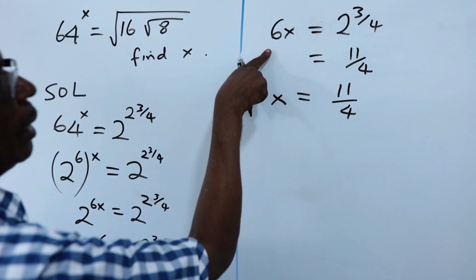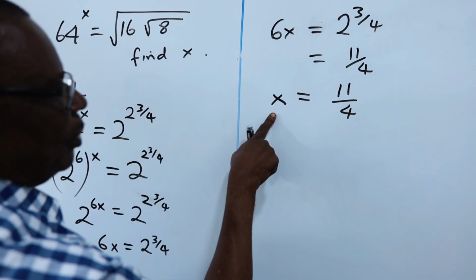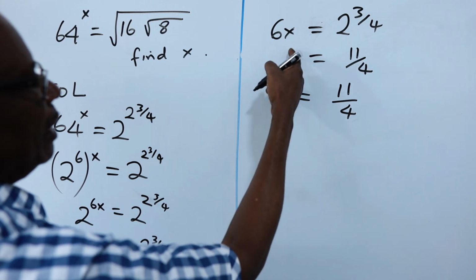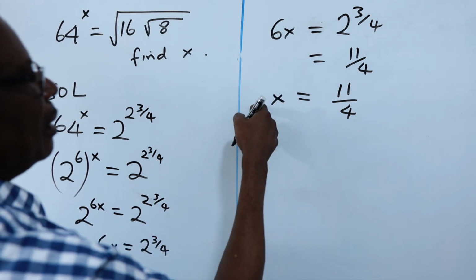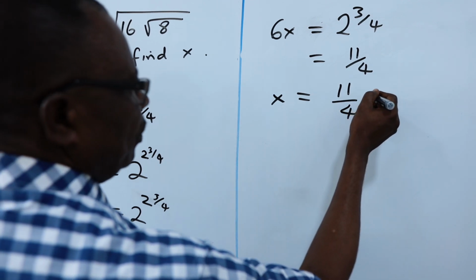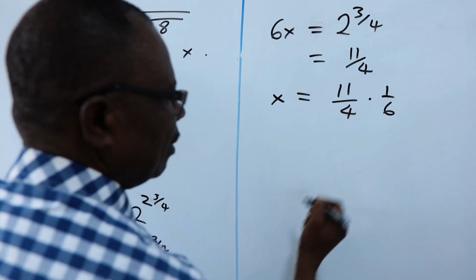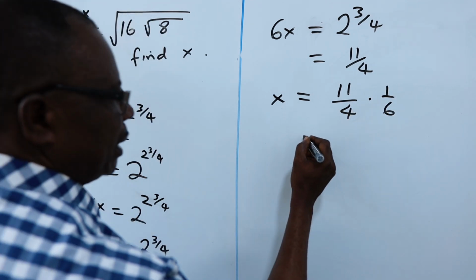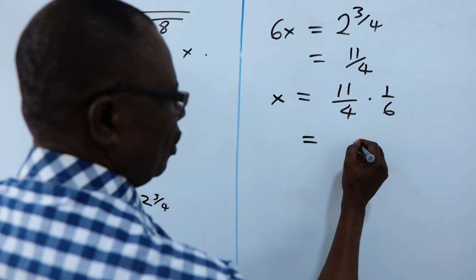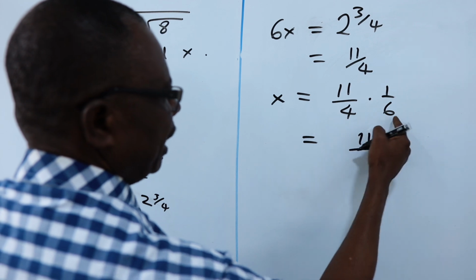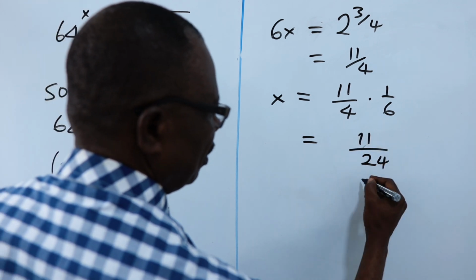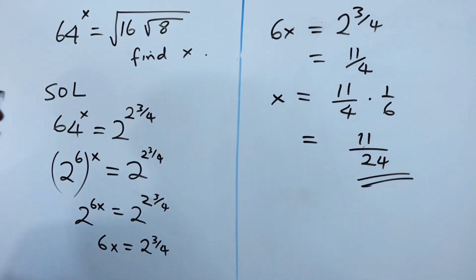What do I do to 6x? To reduce it to x, I divide 6x by 6, or multiply 6x by 1/6. So I do the same thing here. This means that x is equal to 11 times 1, 11, over 4 times 6, 24. So this is the solution to the given problem.